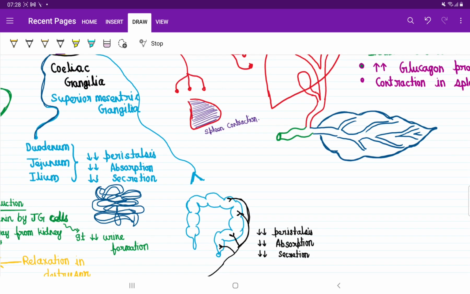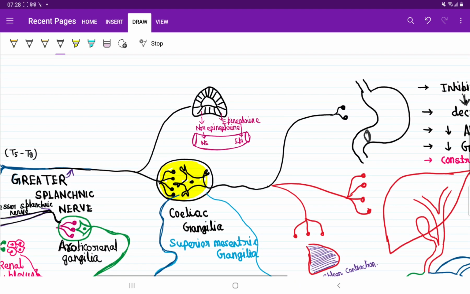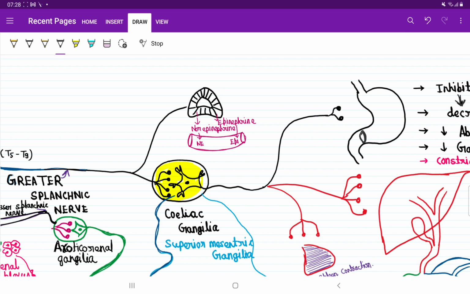Then they supply the small intestine: duodenum, jejunum, ileum. Again, there also they decrease peristalsis, decrease absorption, decrease secretion. So all over they are decreasing the activity of our digestive system. Who? Sympathetic neural supply.